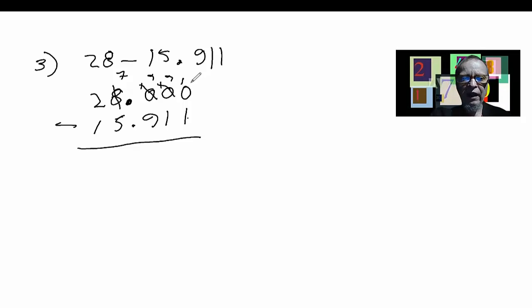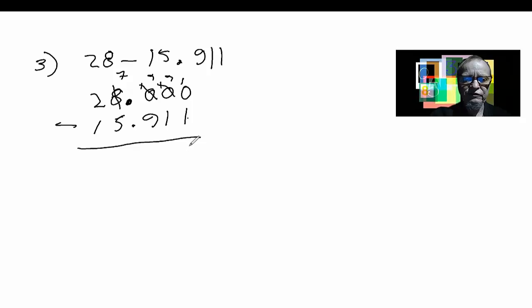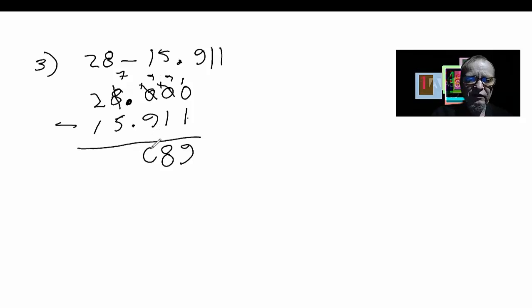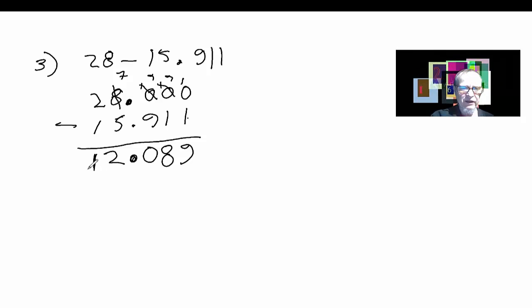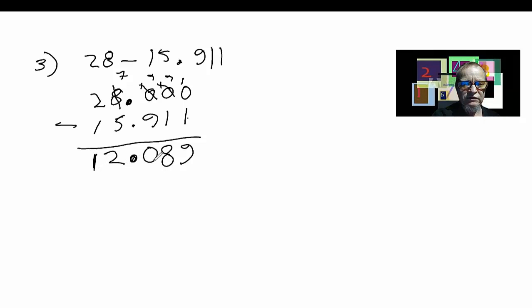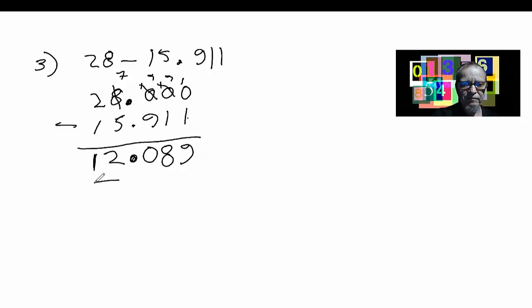So now we have 10 minus 1 gives us 9. 9 minus 1 gives us 8. And 9 minus 9 gives us 0. We bring down our decimal point, lining it up. Then we have 7 minus 5 gives us 2. And then 2 minus 1 gives us 1. And this is our final answer, 12.089.